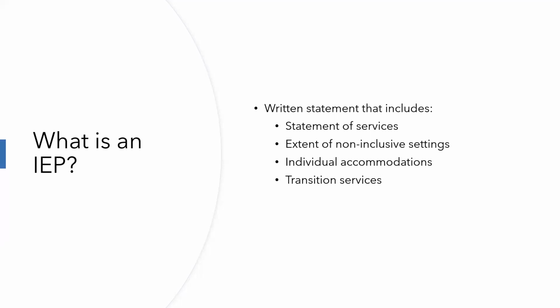IDEA specifically states that transition services must be addressed and implemented no later than 16 years of age. If your child is going to turn 16 in the next year, you'll want to make sure these provisions are already included, and remember that the law says no later than, meaning you can start sooner if it's a priority to you and your child. This section clearly has to state measurable post-secondary goals as well, in addition to the transition services that will be required to achieve the goals.